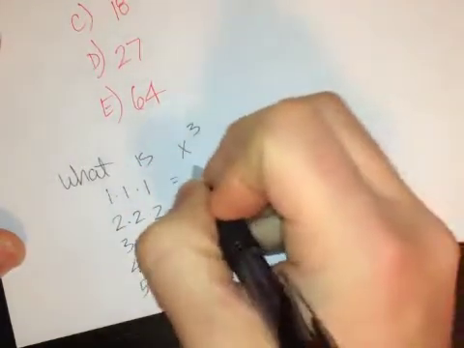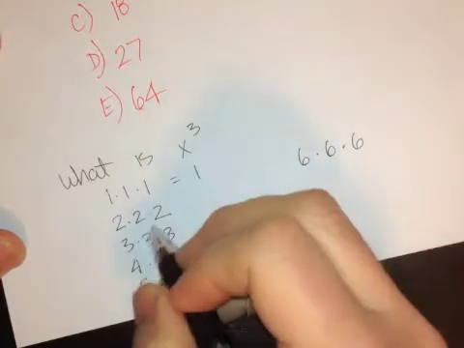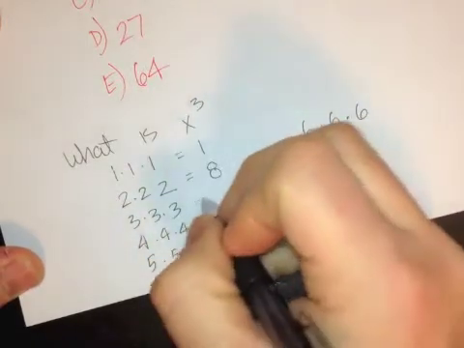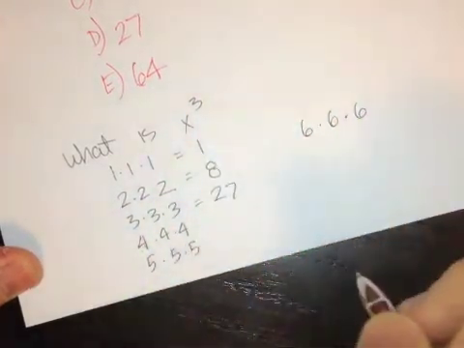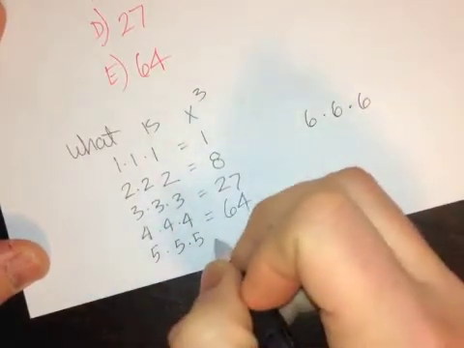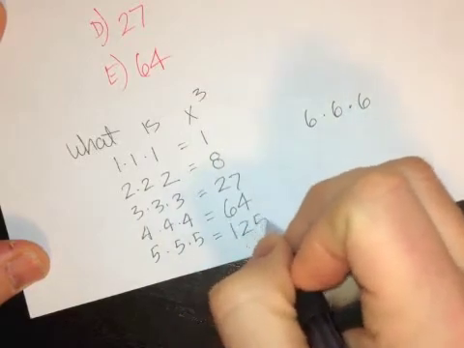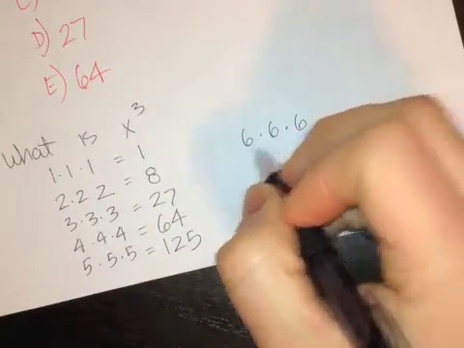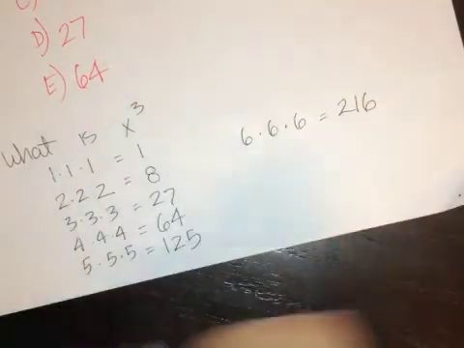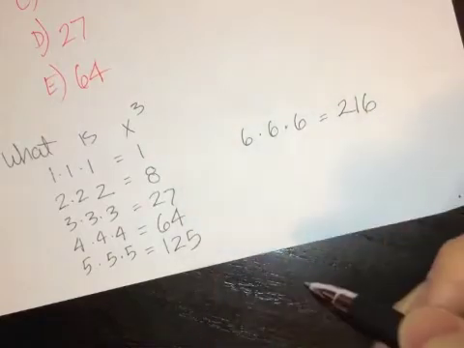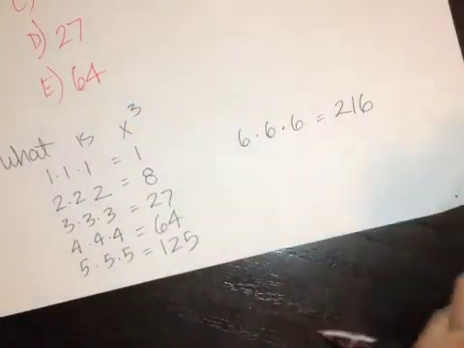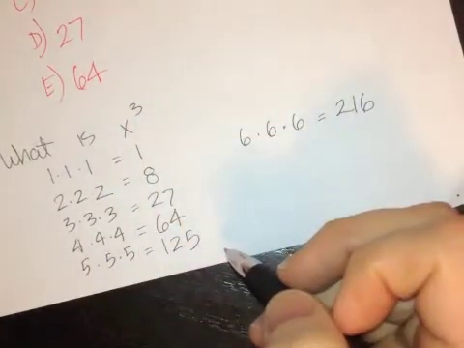1 times 1 times 1, that's 1. 2 times 2 is 4. 4 times 2 is 8. 3 times 3 is 9. Times 3 is 27. 4 times 4 is 16. 16 times 4 is 64. 5 times 5 is 25. Times 5 is 125. And 6 times 6 is 36. 36 times 6, I happen to know, is 216. There's more, obviously. This list could keep going. But these are a few perfect cubes. So these are numbers we'll look out for as we go.